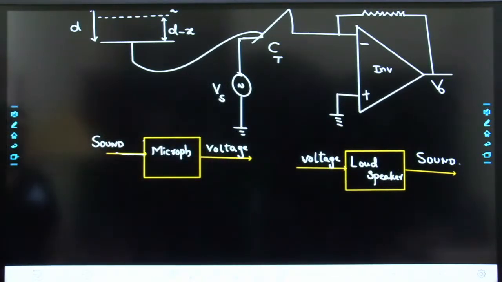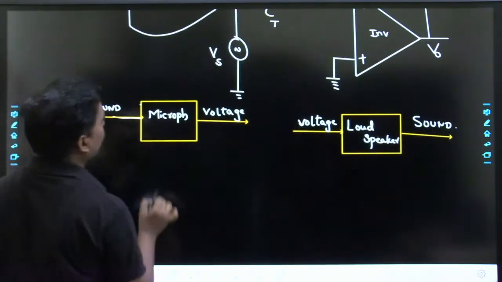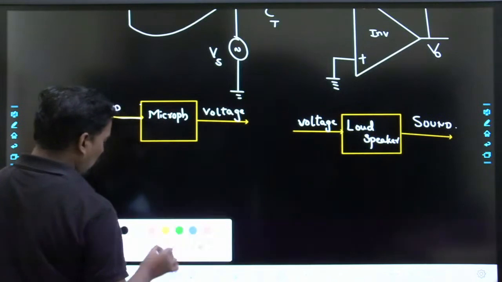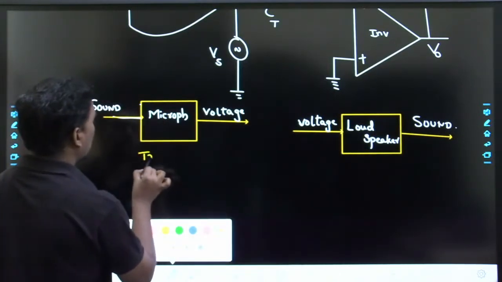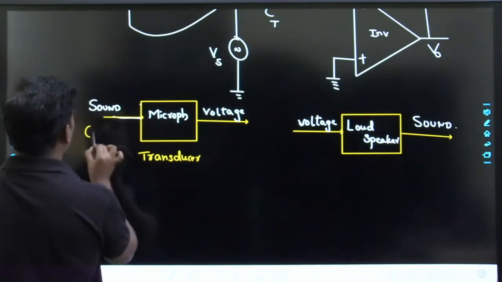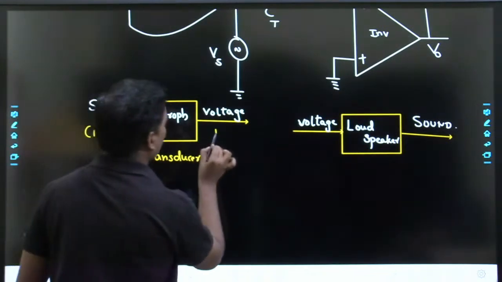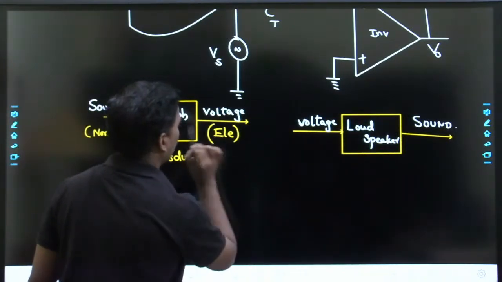Okay? So if you see now, the sound is converted to voltage. Sound is given to the microphone, which converts that into voltage. So this is called a transducer. Why? Because here a non-electrical quantity called sound is converted to an electrical quantity called voltage.